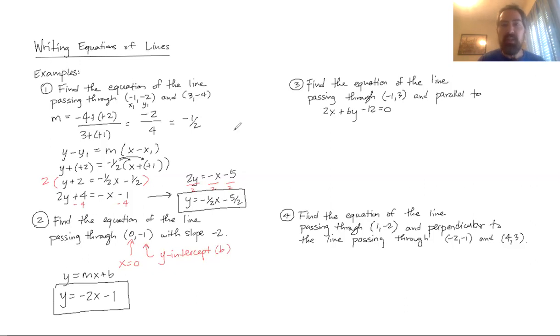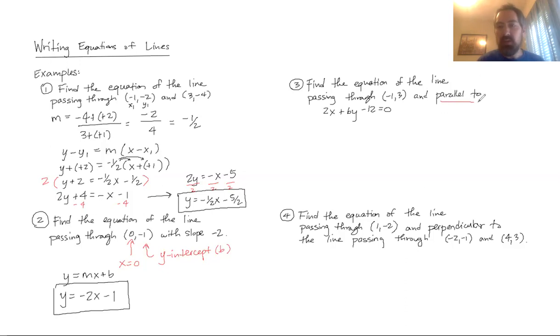All right. What about example 3? Find the equation of the line passing through (-1, 3) and parallel to the line 2x + 6y - 12 = 0. So in this case, we're asking ourselves, are we given a point? Are we given a slope? Yes, we're given a point, (-1, 3). Are we given a slope? No, we're not given the slope, but do we have enough information to find the slope? Yes, we do.